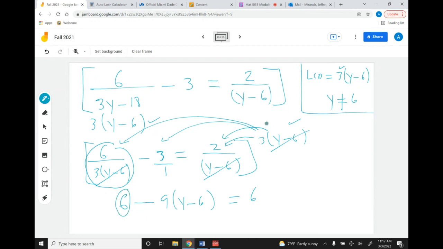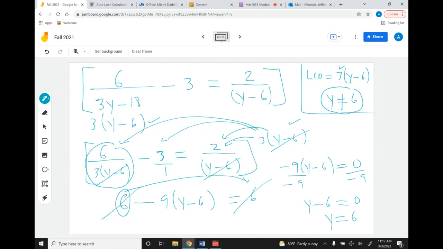Well, if I move the 6 to the other side, they're going to cancel. Okay? So what's left? We'll divide this by -9. Look what I get. y equals 6. Now, at this point, you may claim victory, but you will be wrong because from the beginning, it was stated that y cannot be equal to 6. So in this case, even though you end up with y equals 6, your solution would be no solution.